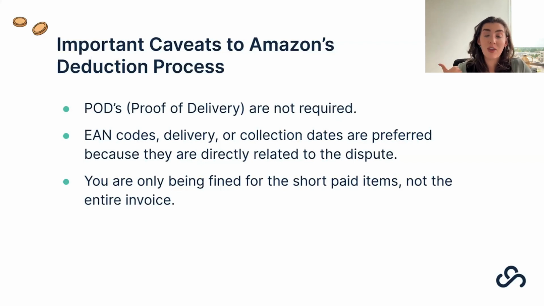We've already kind of talked about the 30-day window. That's probably the first rule. The second rule when it comes to working with Amazon is PODs. So that proof of delivery is not required. And it's probably not going to be the smoking gun that it is at other retailers. So focus on ASNs. PODs are not as important at Amazon. EAN codes, delivery, collection dates are preferred because they're related directly to the dispute. So use those as well. That's another hot proof documentation that comes with Amazon that they would prefer.